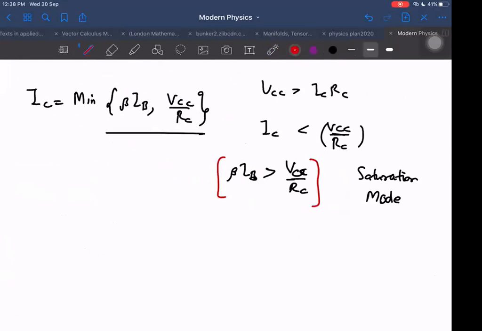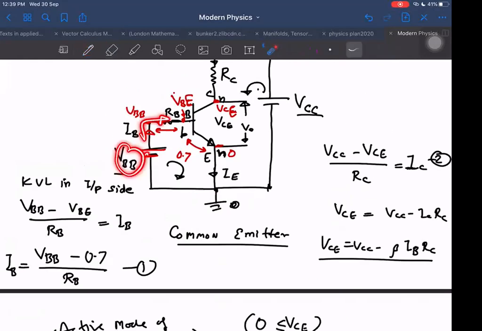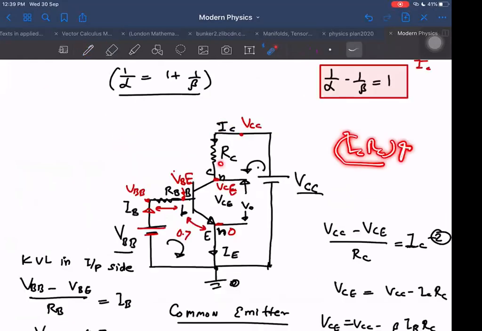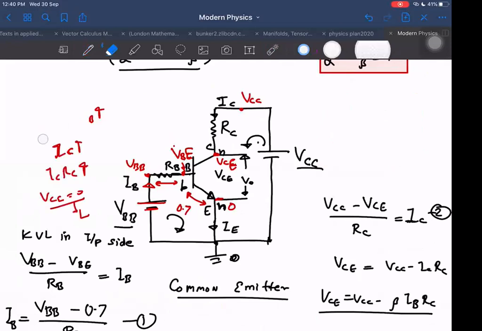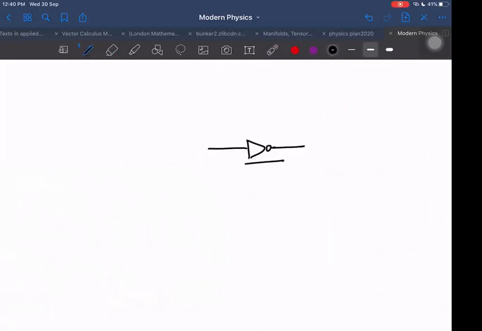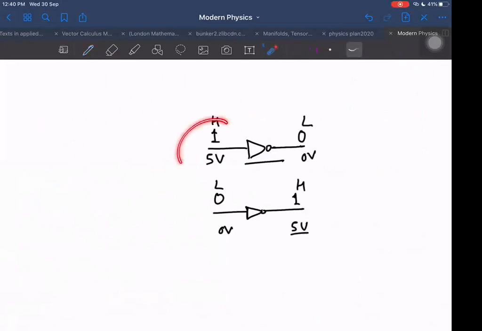The mode of operation is taken automatically from there only. I don't have to connect batteries. The current beta IB is very high, ICRC voltage drop is higher, and VC obtained is 0. It is 0 voltage, and it is said to be in saturation mode of operation. Notice the NOT gate coming naturally: the transistor acts like a NOT gate. When input is high, output we get low, and low will be represented by 0, output may be 0 volt. Depends on the situation.